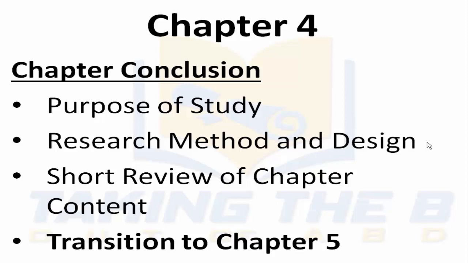Now, you may have one paragraph that provides the purpose, the research methods, and a short review of the chapter content, and then another short paragraph. Remember, paragraphs need to be 3 to 7 sentences long, but have that second paragraph that gives a transition to Chapter 5. Let the reader know what's going to be following Chapter 4 when they're done with it.